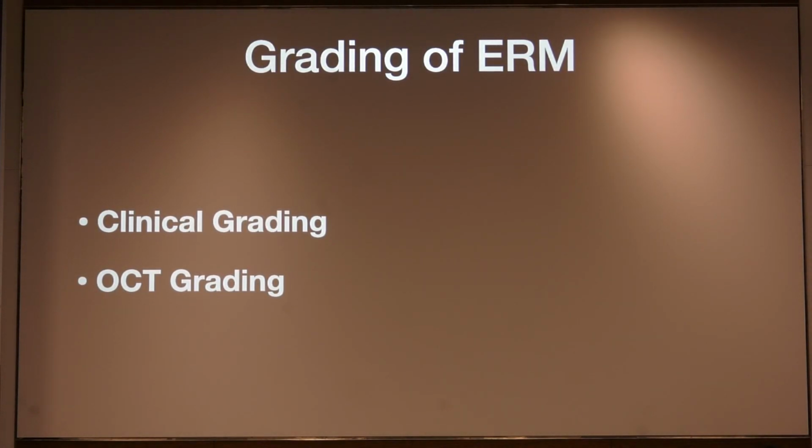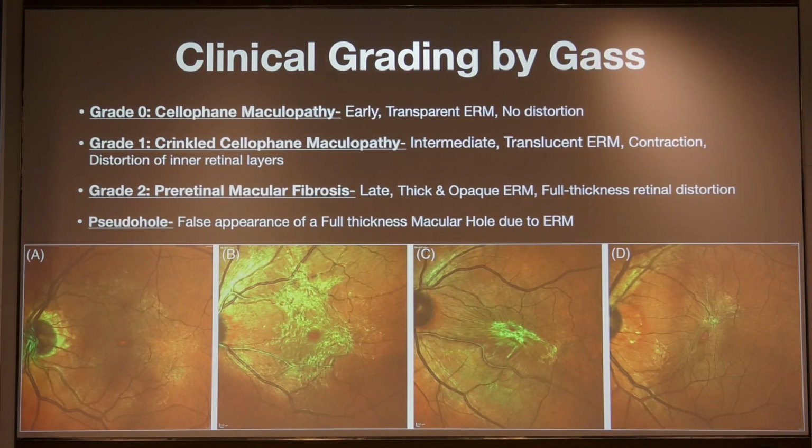Grading of ERM is important because we need to grade them to basically understand when we need to touch them. So it can be a clinical grading or an OCT grading. Clinical grading is basically a grade 0, which is a cellophane maculopathy. It's an early membrane, a transparent membrane. There's no distortion of the retina.